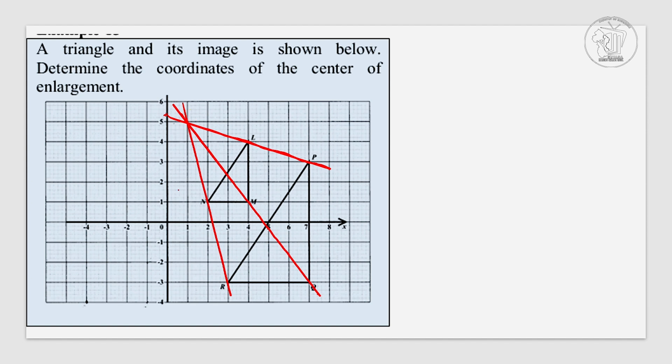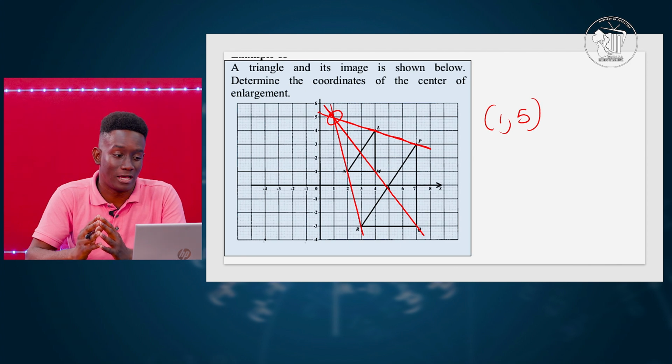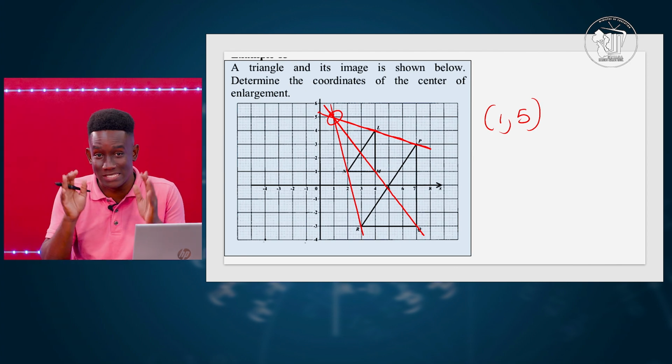So we see this point would be, we go one across, so it would be 1, and we go up 1, 2, 3, 4, 5. So the center of enlargement for this shape would be at the point (1, 5). And that is how we find the center of enlargement. We just draw a straight line through the corresponding points, and at the intersection, that is where the enlargement happens. That is the center of enlargement, as easy as that.